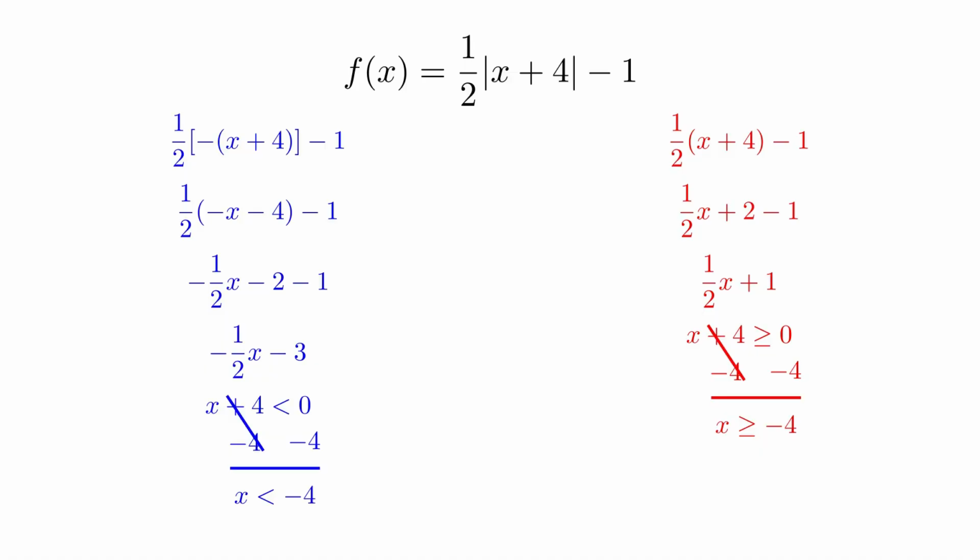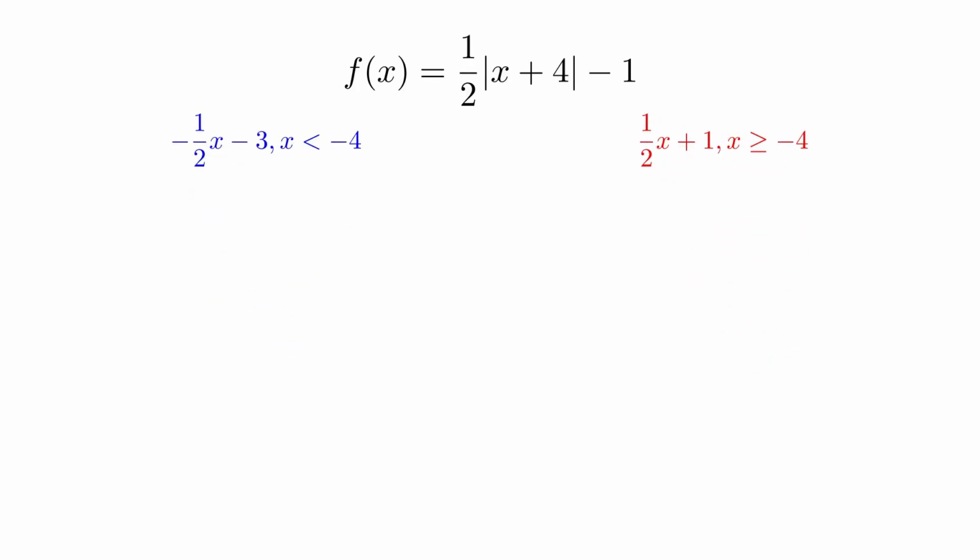And then we want to use the positive version of our piecewise when x is greater than or equal to negative 4. So to piece it all together, our final function will be f of x equal to negative 1/2 x minus 3 where x is less than negative 4, and 1/2 x plus 1 where x is greater than or equal to negative 4.